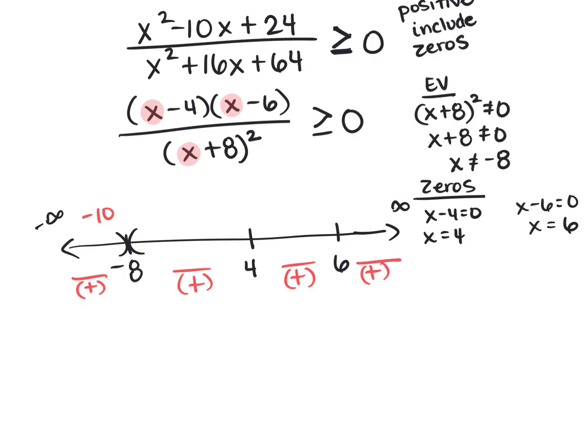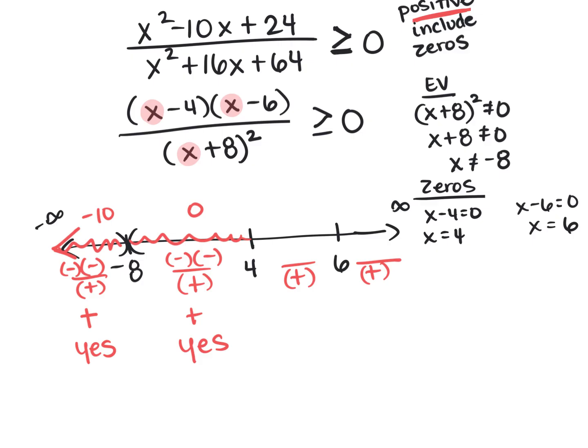To the left of negative 8, I'm going to choose negative 10. So negative 10 minus 4 is negative. Negative 10 minus 6 is negative. So the top becomes positive. The bottom is already positive, so this whole thing is positive. And as I look up here, that's what I'm looking for. So this section is a yes. That is included in my solution set. Between negative 8 and 4, I'm going to choose 0. 0 minus 4 is negative. 0 minus 6 is also negative. So again, I've got a positive divided by a positive, so this section is yes. So that is part of my solution set as well.